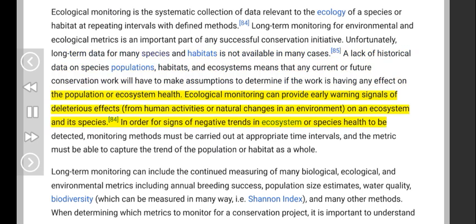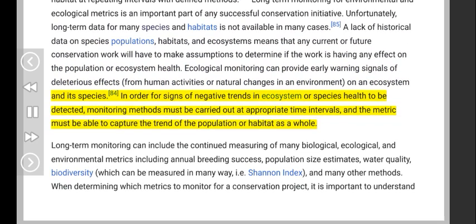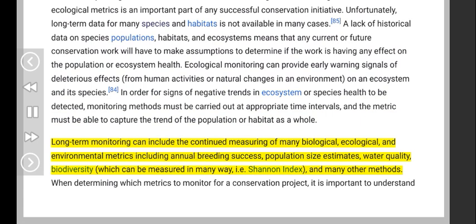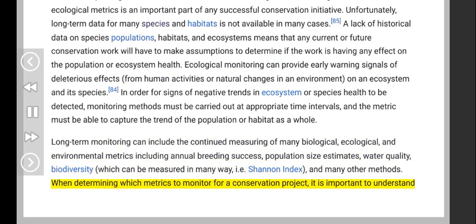Ecological monitoring can provide early warning signals of deleterious effects from human activities or natural changes in an environment on an ecosystem and its species. In order for signs of negative trends in ecosystem or species health to be detected, monitoring methods must be carried out at appropriate time intervals, and the metric must be able to capture the trend of the population or habitat as a whole. Long-term monitoring can include the continued measuring of many biological, ecological, and environmental metrics including annual breeding success, population size estimates, water quality, and biodiversity, which can be measured in many ways, i.e. the Shannon Index and many other methods. When determining which metrics to monitor for a conservation project, it is important to understand how an ecosystem functions and what role different species and abiotic factors have within the system.